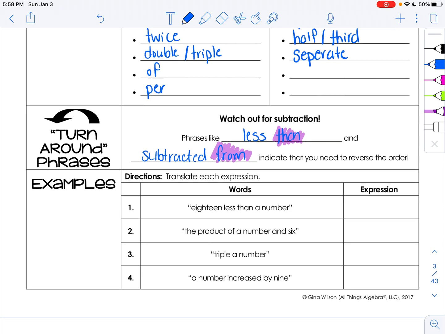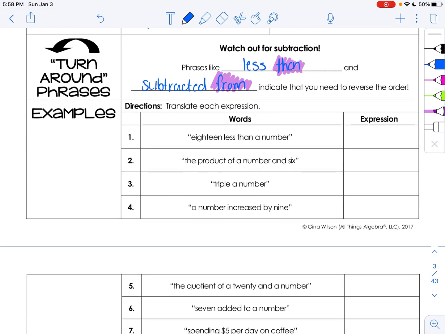Number 1, 18 less than a number. So your word or phrase here that tells you the operation is less than. And for this example, we're tempted to write 18 minus x. But since this is a turnaround phrase, we want to write it the opposite way. X minus 18. Because we have a number, we don't actually know the number, we use that variable x.